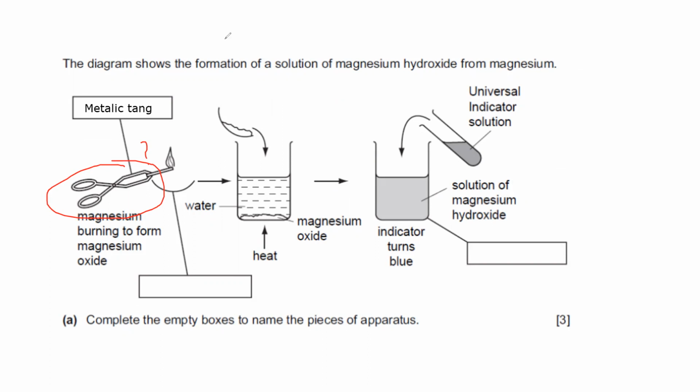Yeah, metallic tong. Crucible tongs are used to hold the crucible, a metallic tong. You can also write tong. That's also a right word. What about this one? What does it look like? Is it a watch glass or evaporating dish? I will show you the two of them. Then you try to recognize what it looks like.